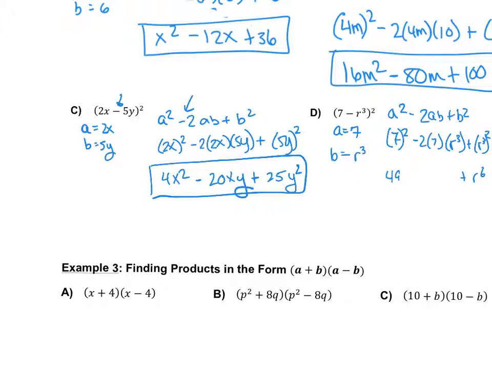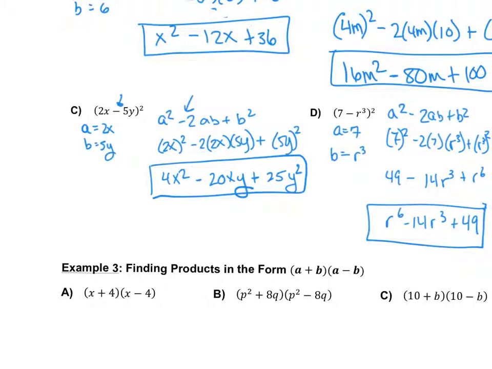Let's go right in order. 2 times 7 is 14 times r cubed, negative 14 r to the third. Now I have to rearrange. So it's r to the 6th, then it's negative 14 r to the third. That one's a degree of 3, so it goes in the middle, and it's a positive 49. Be careful when you rearrange. Check the sign to the left.